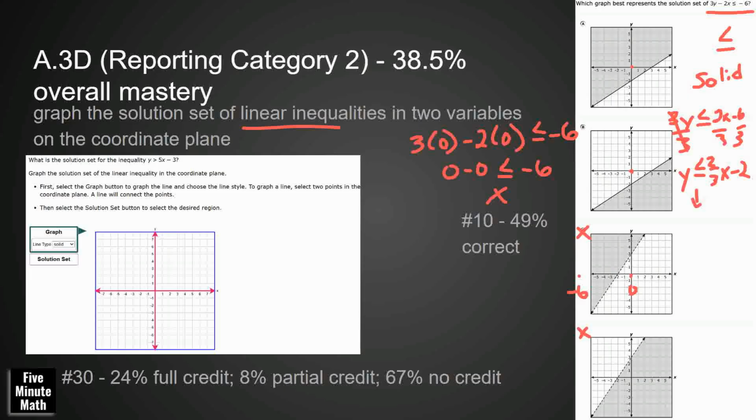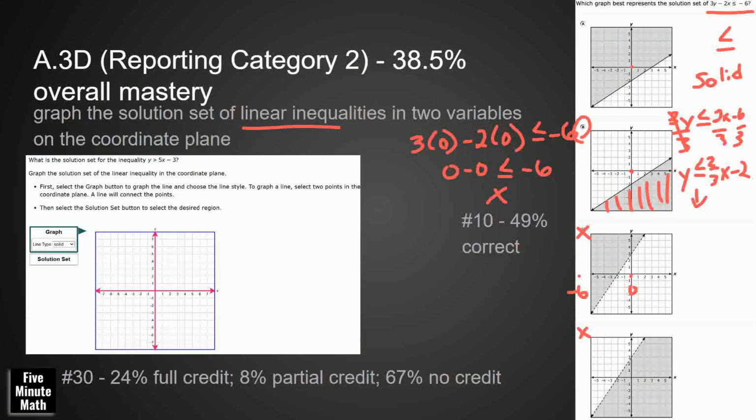We could also just take a look at this sign here. And since it's not a negative x coefficient in front of the y, it wasn't going to flip. Whenever you have a less than or less than or equal to, you're going to shade below the line. So our answer there is B.